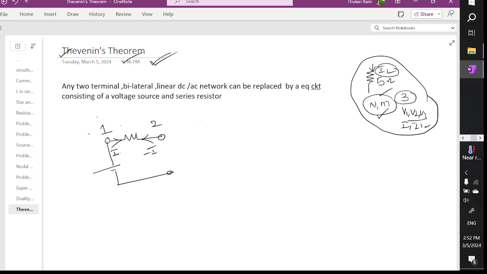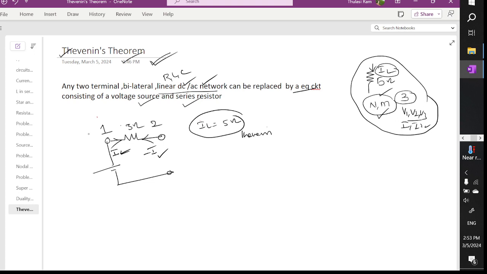Bilateral means current in the forward direction and current in the backward direction, called bidirectional. A linear DC or AC network, where linear means it includes R, L, C, whether DC or AC, can be represented by an equivalent circuit consisting of a voltage source and a series resistor. So if you want to find the current across this 5 ohm resistor, I can find it by using Thevenin's theorem.